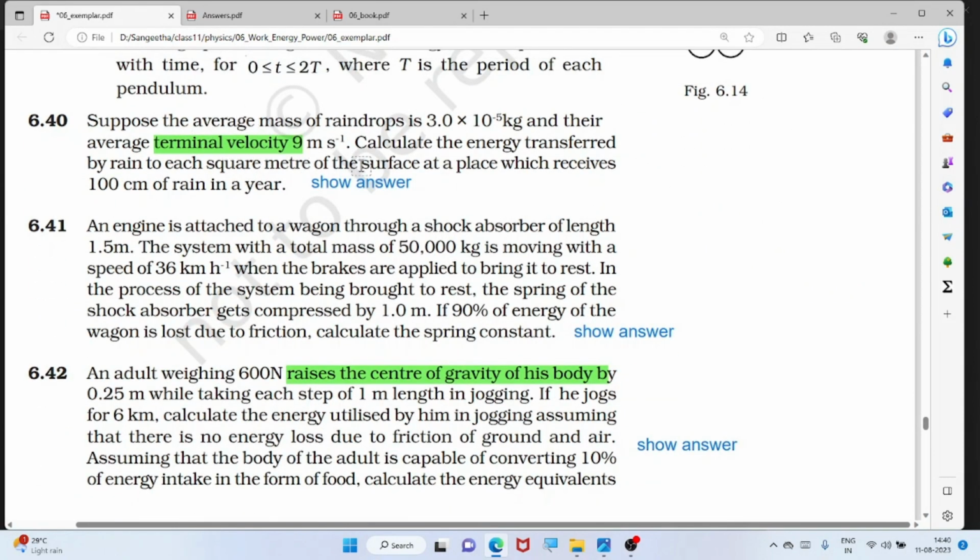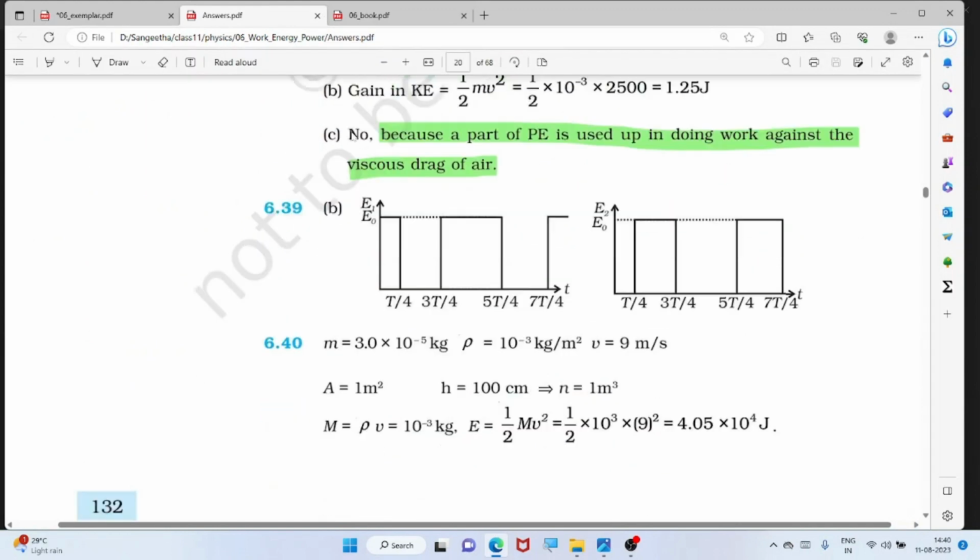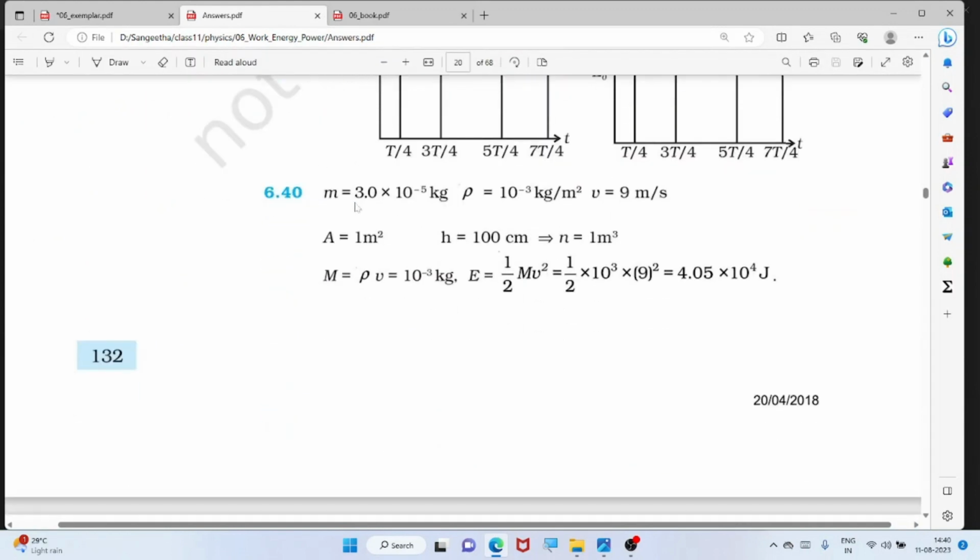Suppose the average mass of the raindrop and their average terminal velocity are given, calculate the energy transfer. Question 40. Mass and density are given, velocity, area, and this height. Based on that they are computing.